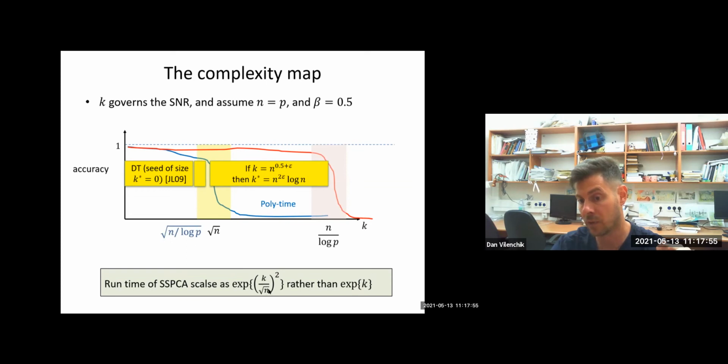So this is k over square root n squared rather than k. But this is much smaller than this, right? So it's exponential in n to the 2 epsilon rather than n to the half plus epsilon. But half plus epsilon is much larger than 2 epsilon for almost up to the information threshold. So you get something which is way better than exhaustive search.